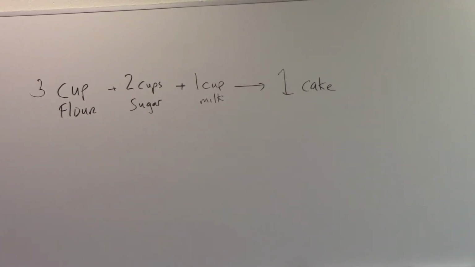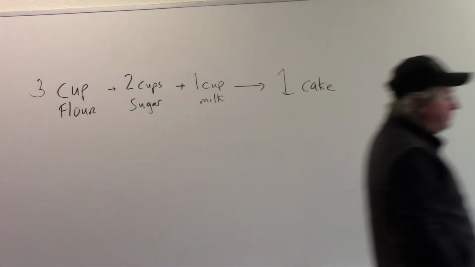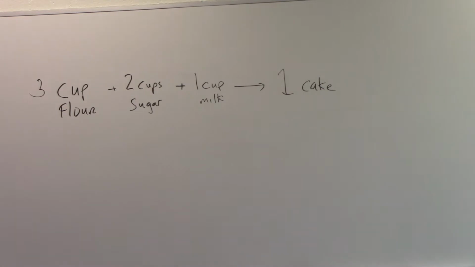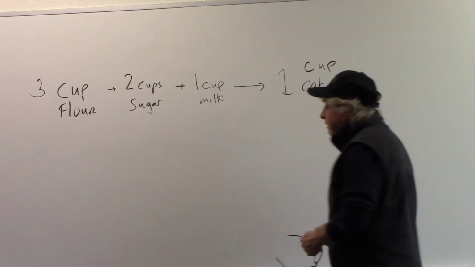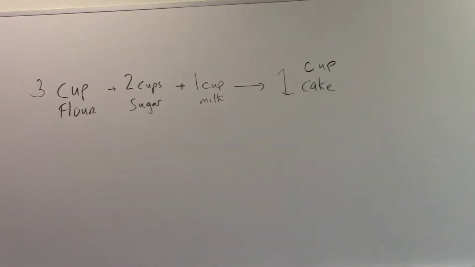Okay, here we go. So we're going to talk about just plain old recipes that you would have in real world life. And let's say here's a recipe: 3 cups flour and 2 cups of sugar and 1 cup of milk. When cooked up, it will give me 1 cake. And just to keep things consistent, I know it seems kind of strange, but let's say we make 1 cup of cake.